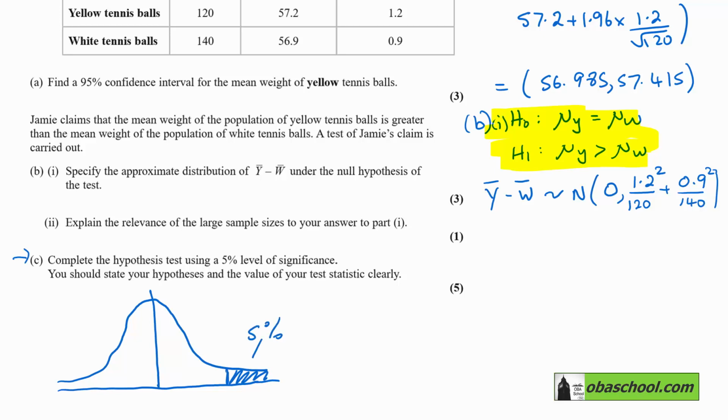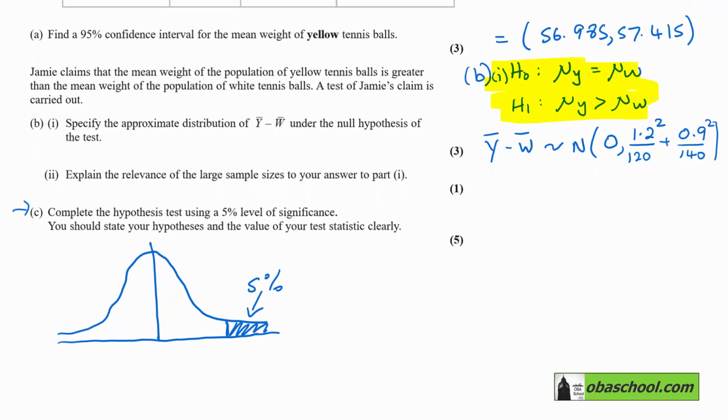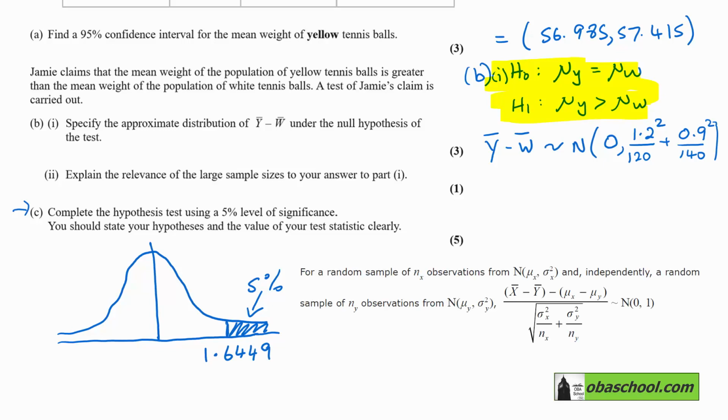Now it's going to be a one-tail test because we're just looking at whether mu y is actually bigger. And we know that we're using a normal model and 5% level, one-tail test. So we've got 5% down here. We can look up the correct Z value for that, and it is 1.6449.